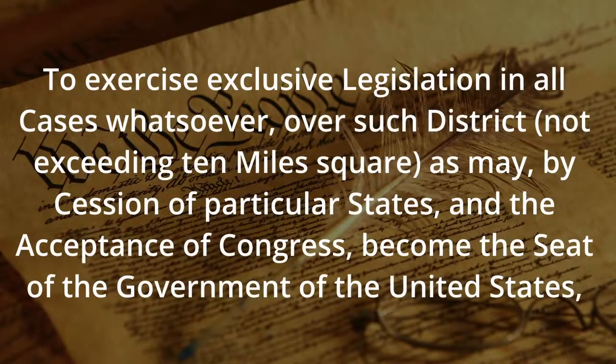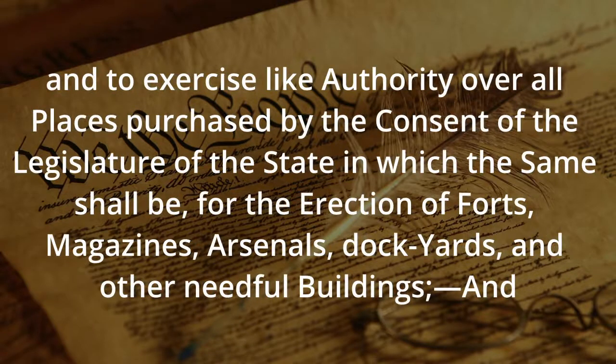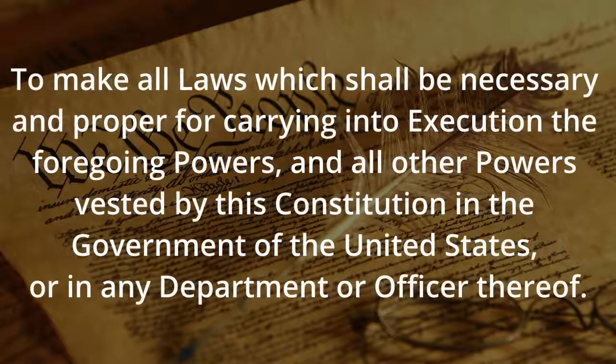Congress only has the power to exercise exclusive legislation in all cases whatsoever over such district, not exceeding 10 miles square, as may by cession of particular states and the acceptance of Congress become the seat of the government of the United States, and to exercise like authority over all places purchased by the consent of the legislature of the state in which the same shall be for the erection of forts, magazines, arsenals, dockyards, and other needful buildings, and to make all laws which shall be necessary and proper for carrying into execution the foregoing powers, and all other powers vested by this Constitution in the government of the United States or any department or officer thereof.